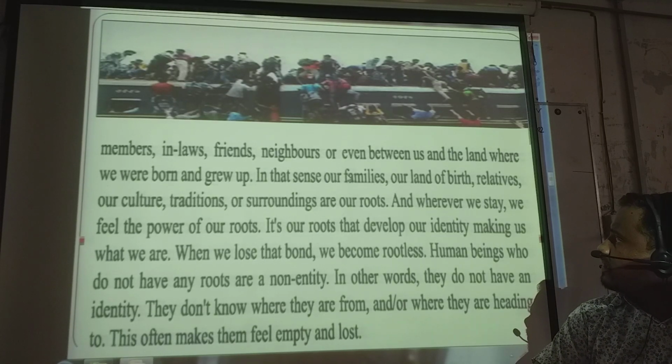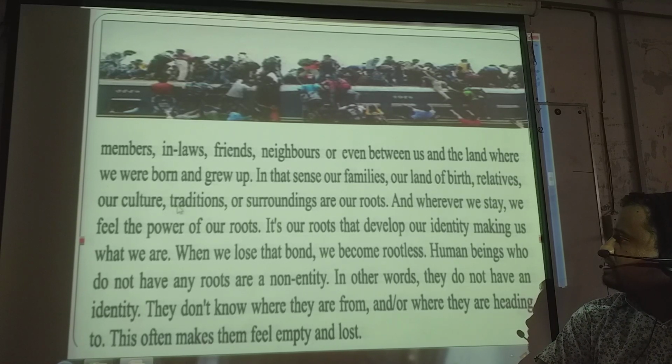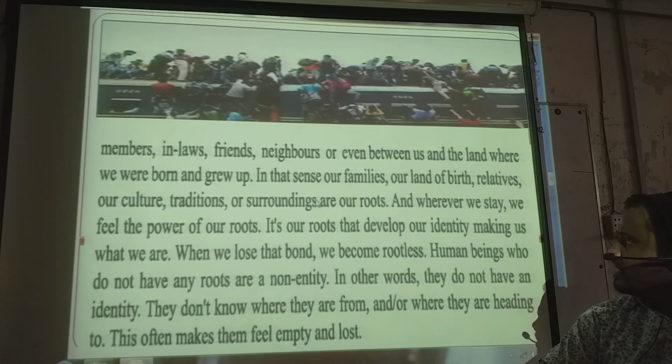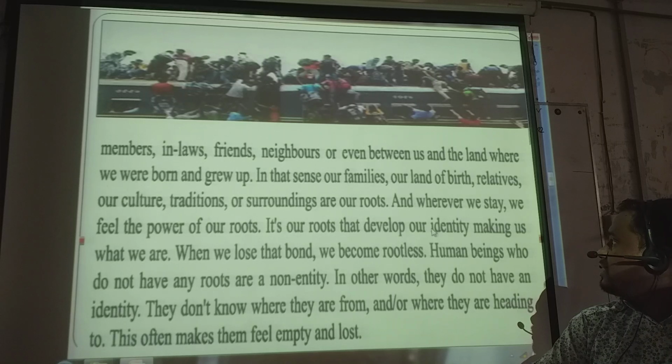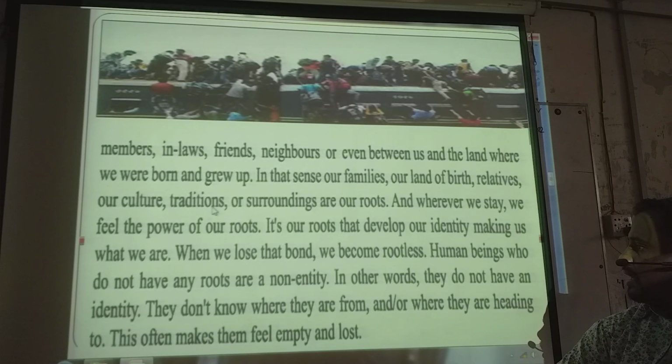In that sense, our families, our land of birth, relatives, our culture, traditions, our surroundings are our roots. And wherever we stay, we feel the power of our roots. It's our roots that develop our identity, making us what we are. When we lose that bond, we become rootless.